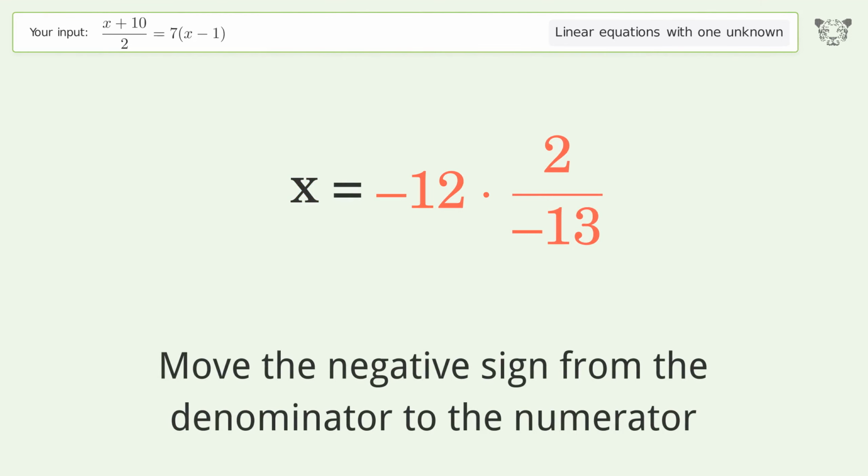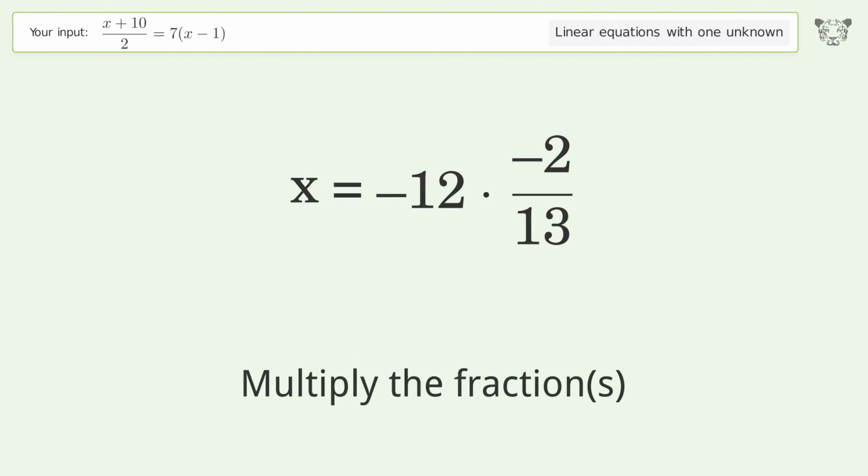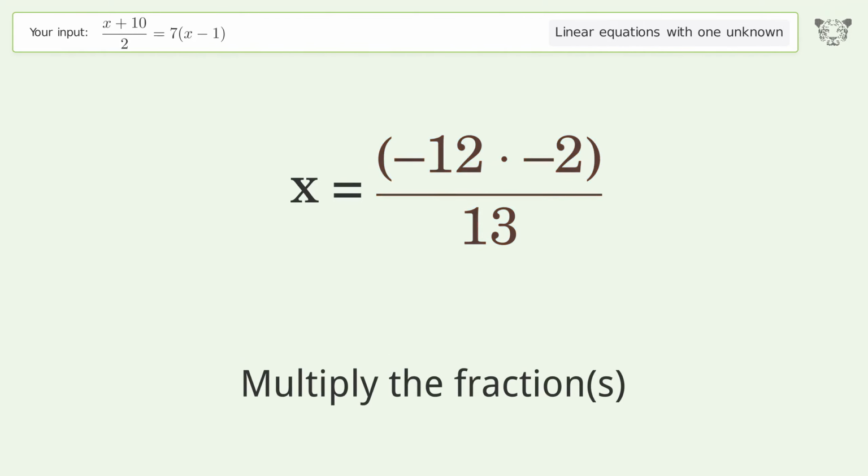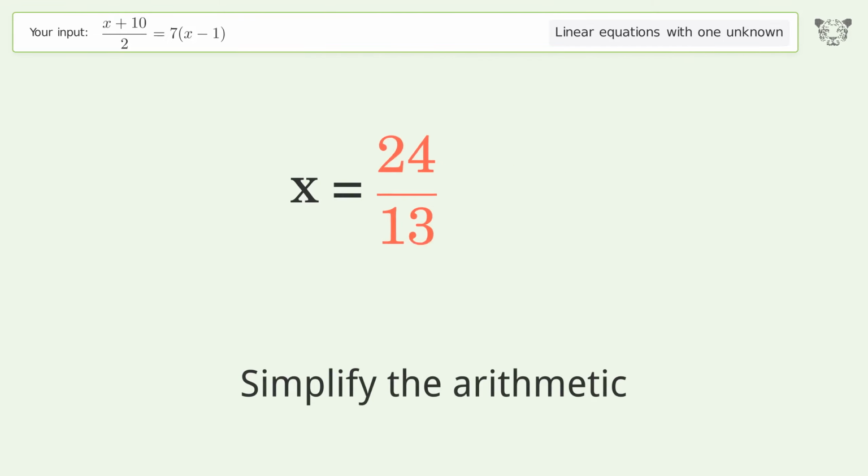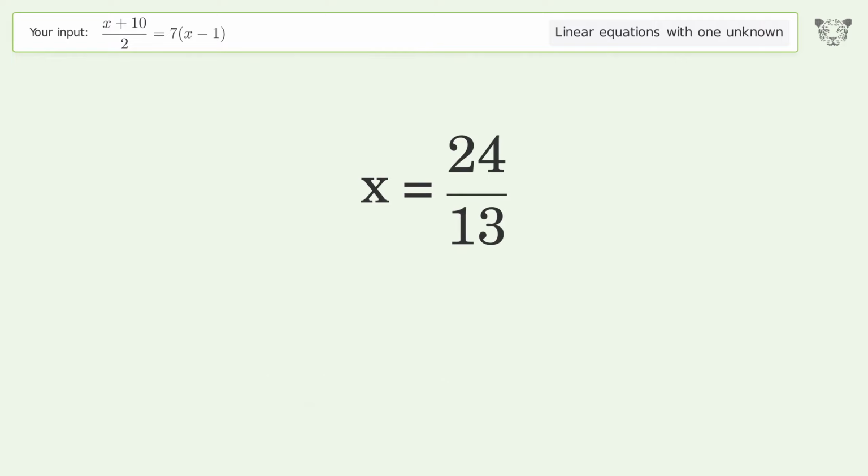Move the negative sign from the denominator to the numerator. Multiply the fractions. Simplify the arithmetic. And so the final result is x equals 24/13.